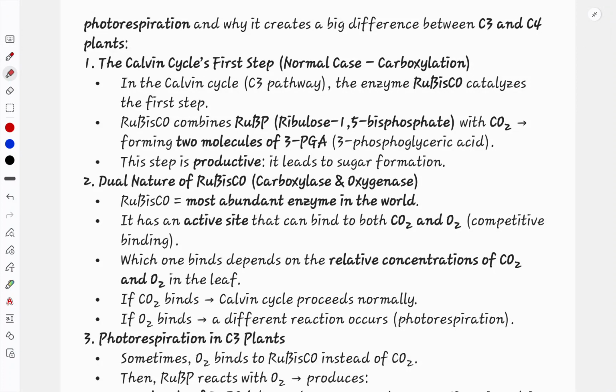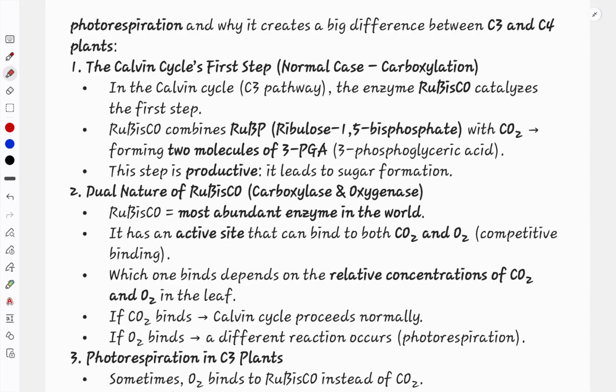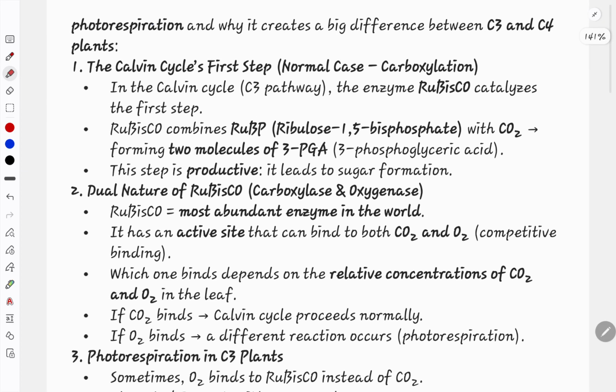Today in this video we are going to study what photorespiration is, and why it creates a big difference between C3 and C4 plants. In our last classes we have already discussed what C3 and C4 plants are. C3 and C4 plants are basically those plants which have a 3-carbon or a 4-carbon molecule as their first product.